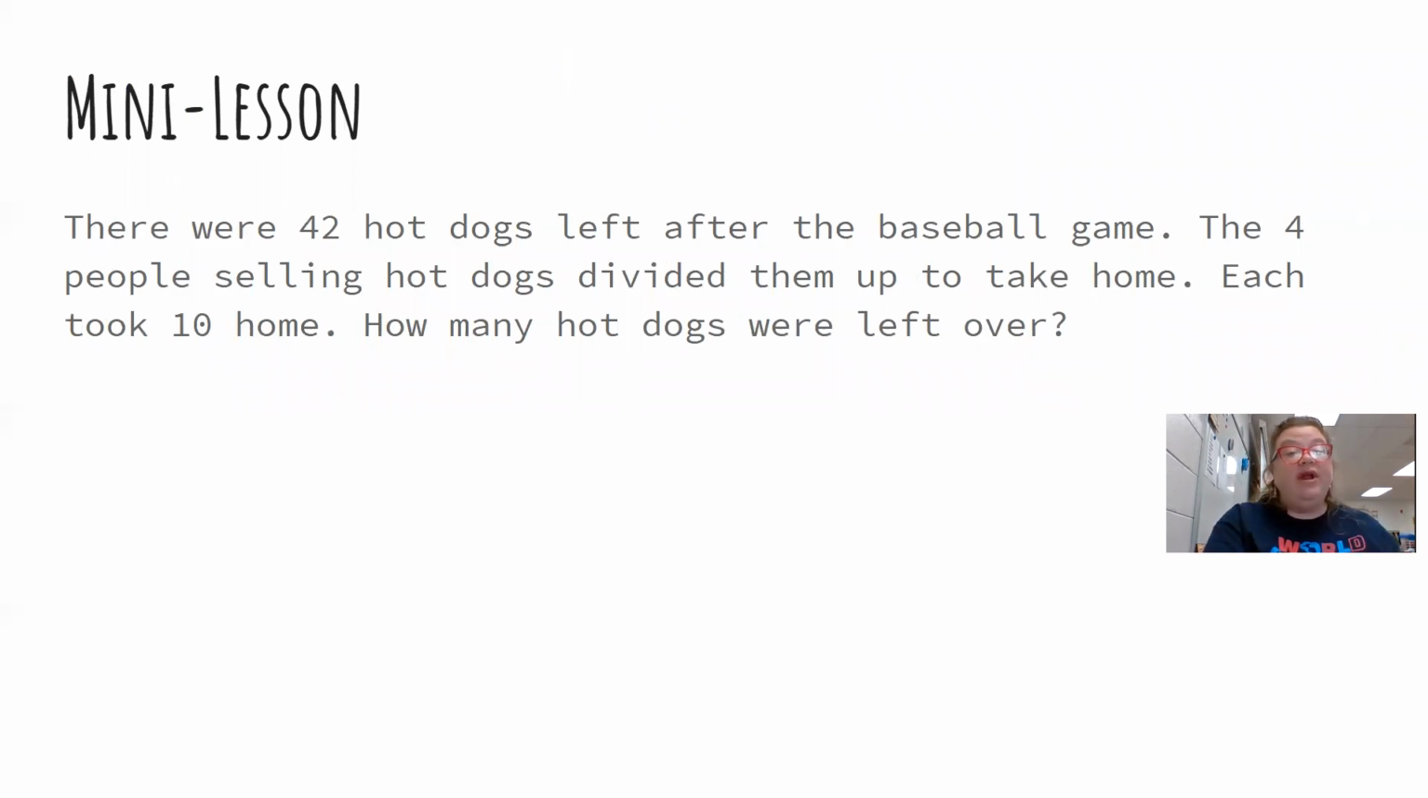There were 42 hot dogs left after the baseball game. The 4 people selling hot dogs divided them up to take home. Each took 10 home. Okay, so I'm going to do known and unknown again. And in just a second, I'll show you my journal. I just want to be sure I get the information correct. So there were 42 hot dogs, 4 people, and each of those people took 10.